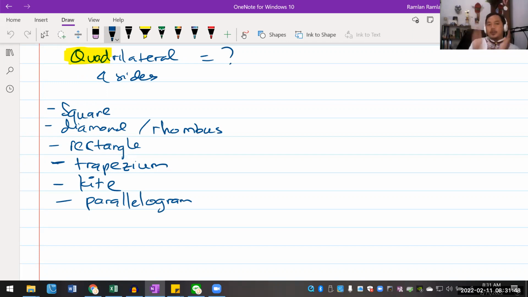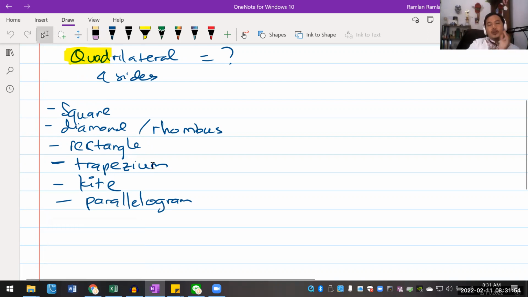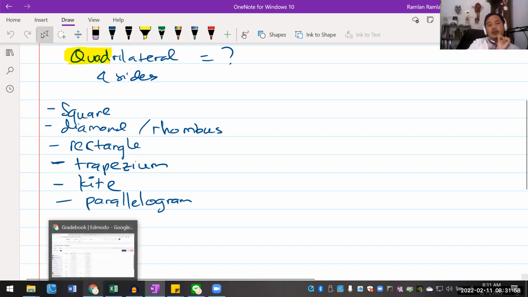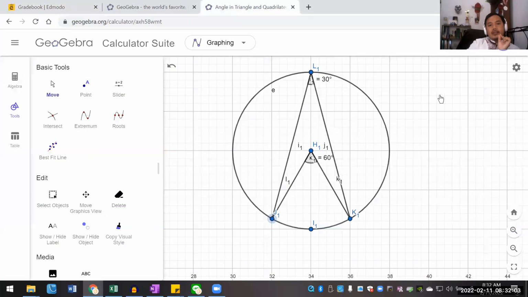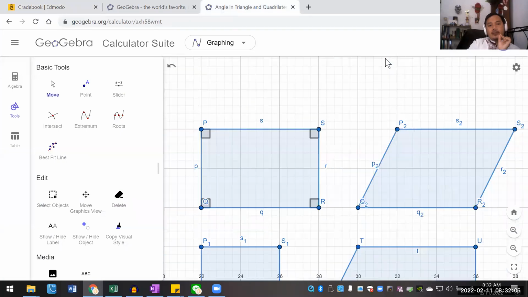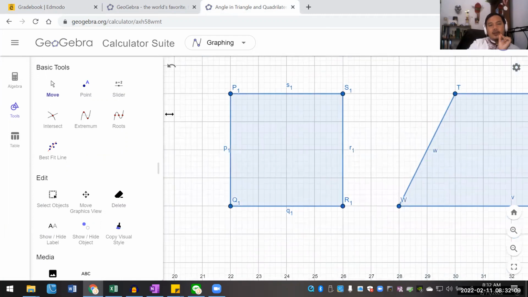Okay. So I'm going to go to my GeoGebra again. I'm going to draw all of these, and then we're going to talk about the angle inside of each of them. Okay, so I'm going to start with the square here. Okay, we have a square here. And what do you think the size of all of the angles in a square is?